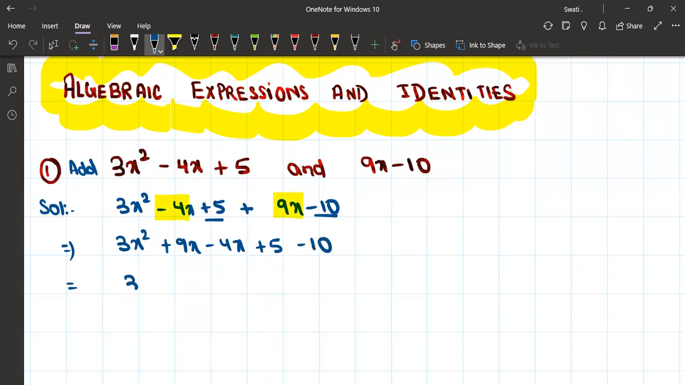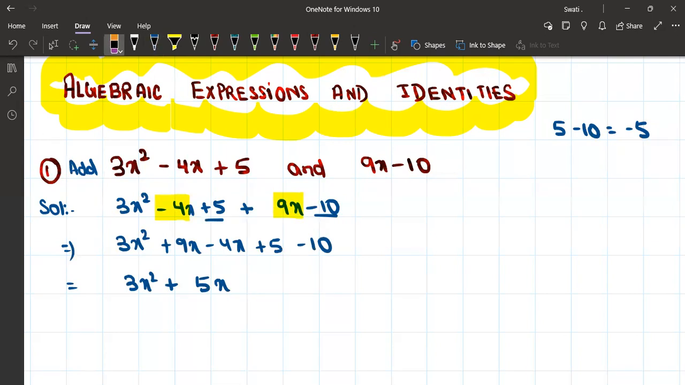Now 3x squared here will be as it is. 9x minus 4x: remember that when we subtract here, only the numbers get subtracted. So 9 minus 4 is 5, and then x as it is. And here, what is 5 minus 10? I hope you know that 5 minus 10 is minus 5, and not just 5, because here 5 is getting subtracted from a bigger number. So the sign will always be whatever is the sign before the bigger number. So it is going to be minus 5.